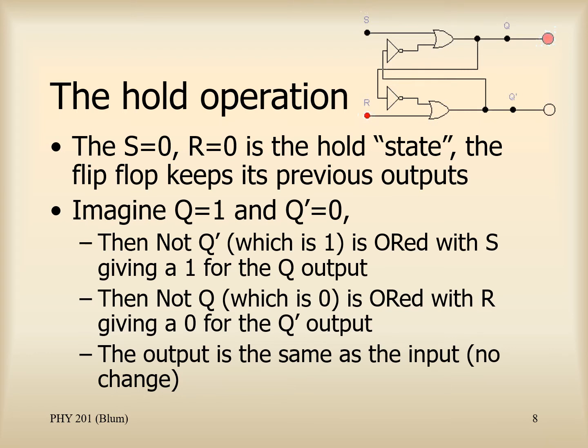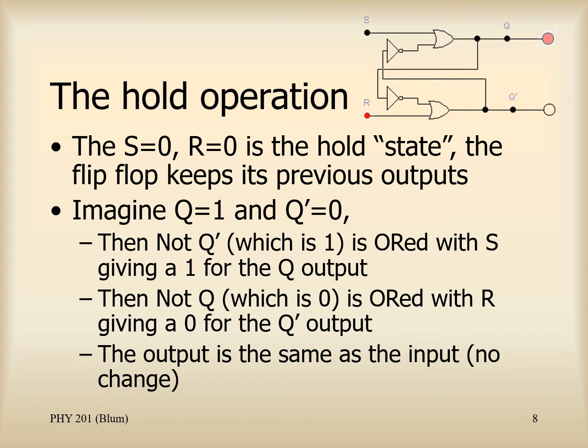So we want to see that this holds our state. So we have to imagine that we were in a state that is worth holding, and what we care about is that Q and Q prime are opposite. So let's imagine that the Q was a 1 and the Q prime was a 0. So let's look at the Q prime, which was 0. Then we're going to invert it. As we're doing the feedback, we invert Q prime. So Q prime was 0, so now not Q prime is a 1.